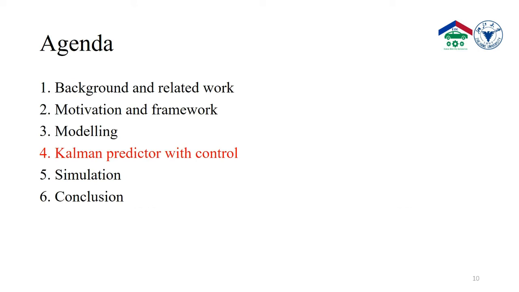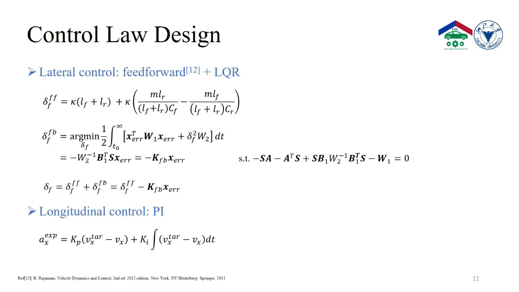Fourthly, I will introduce the implementation of the Kalman predictor with control. About the control law design, here the lateral control is designed to contain both feed-forward control and feedback control. The feed-forward steering angle is calculated by setting the lateral error in the error model to 0. And the feedback steering angle is designed using the LQR. For longitudinal control, a proportional integral controller is designed to track the target velocity.